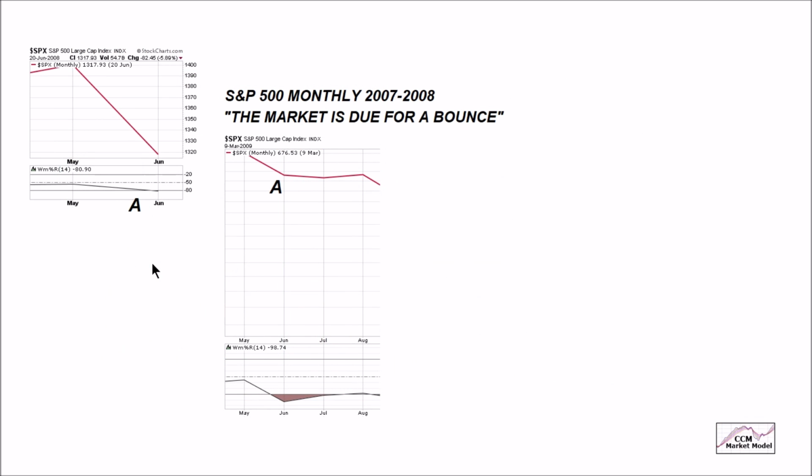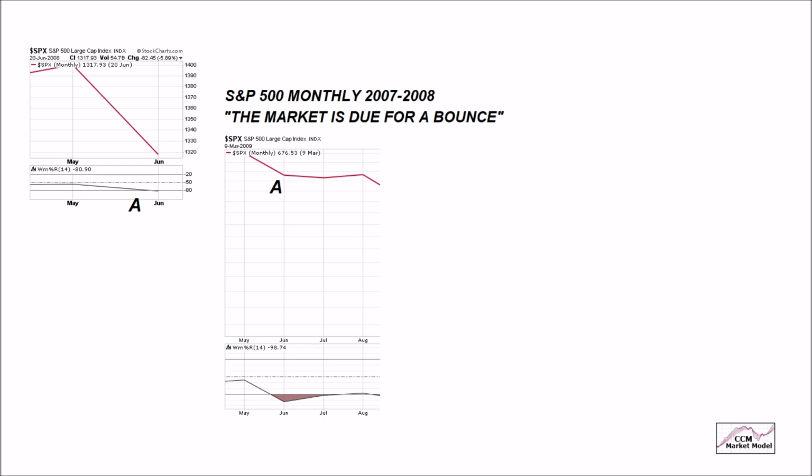Let's look at a very, very easy example. This is the S&P 500 monthly chart. This is June 20th, 2008. You can see here Williams percent R for the first time slips into oversold territory. And that's point A here. This is just a blown up version so we could see where the stock market was trading. So when the S&P 500 was trading at 1317, we could have said, we're oversold. The market is due for a bounce.